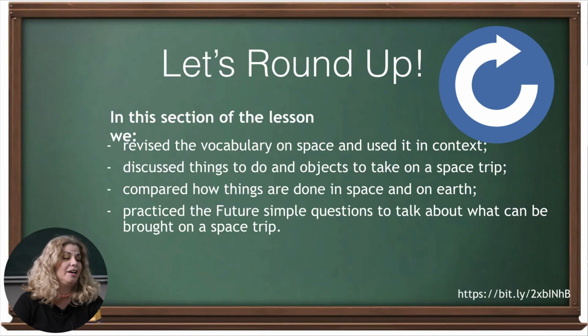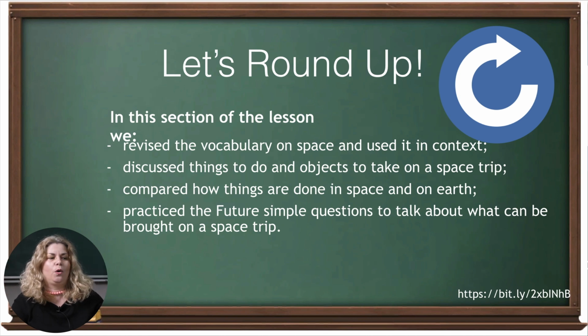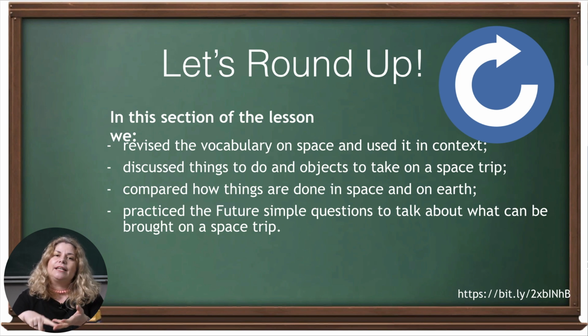Let's just round up. What have we learned in this lesson? We have revised the vocabulary on space, remember? 3, 2, 1. And then we used it, we found the words in the text. We discussed things to do and objects to take in space. We compared how things are done on Earth and in space. Remember the walking on the ceiling and on the floor and on the walls? And we practiced the future simple in affirmative, negative, and interrogative statements. And we made simple questions to talk about what can be brought on a space trip.